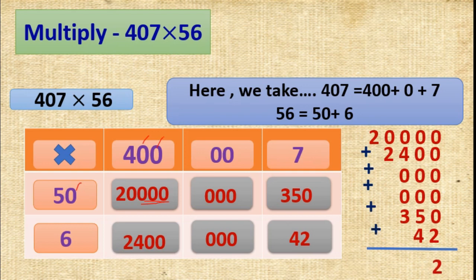Okay, one more. Now we will add all these numbers. We will start from the unit place. Here in the unit place only 2 is there, correct? And in the tens place 5 plus 4 is 9. And in the hundreds place 5 plus 3 is 7. And here in the thousands place 2 is there, and in the 10,000s place 2 is there. So our answer is 22,792. Isn't it very easy?